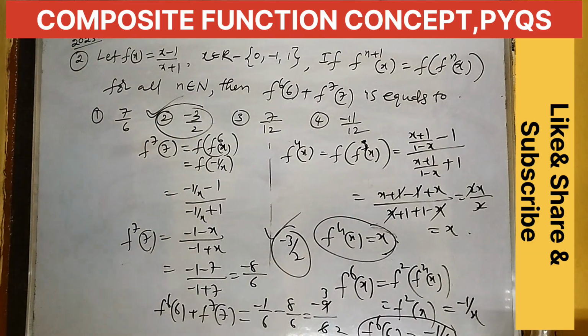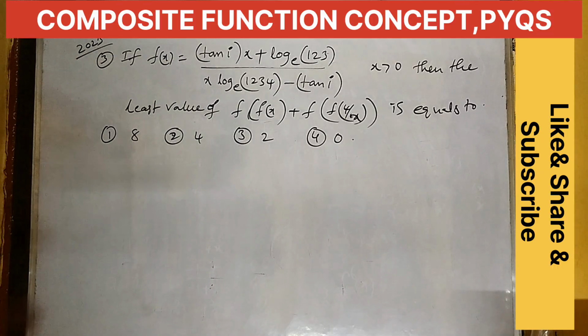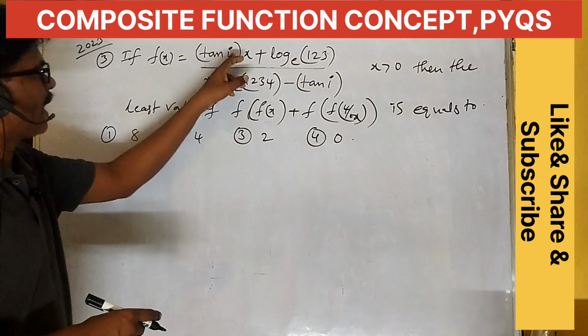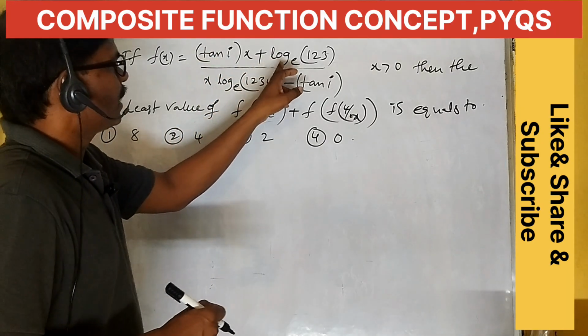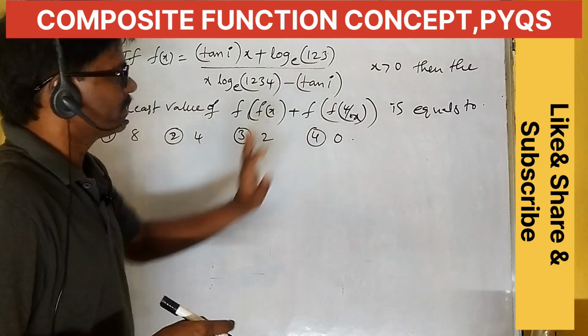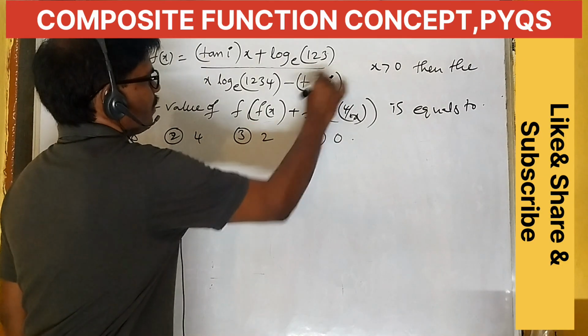Copy this one. Okay, this is question number 3, 2023 PYQ. If f of x is equal to tan 1 degree x plus log 1 2 3 base e x log 1 2 3 4 base e minus tan 1 degree. This is the tan 1 degree.